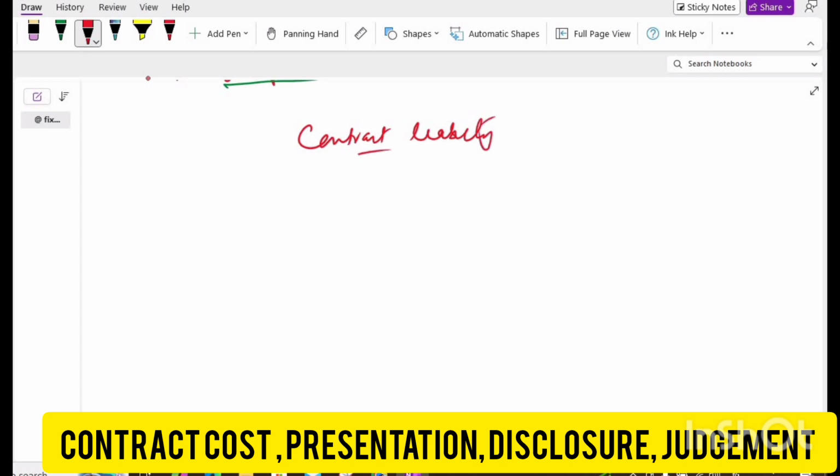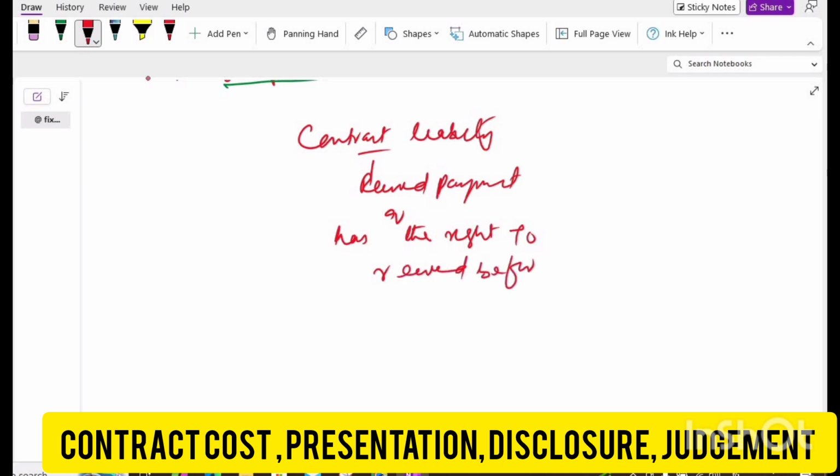Contract liabilities. This is actually when a company has received payment or has the right to receive payment before completing work. So this means that when a company has received payment or has the right to receive the payment before completing the work or earning the revenue, then that is called your contract liability.